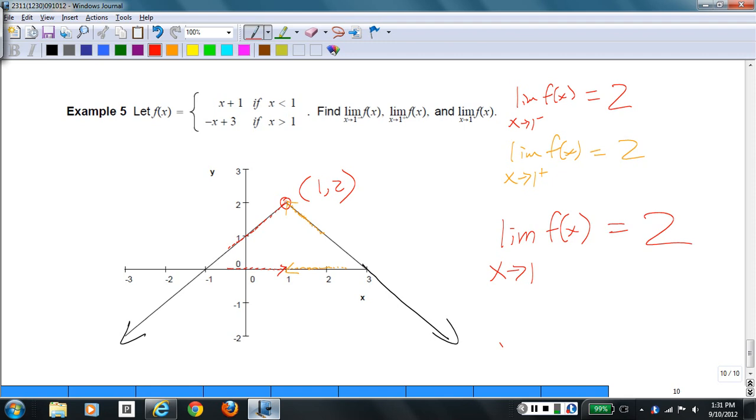So if I ask, as x gets close to 1, what does f of x get close to? You can say 2. You don't say, well, maybe 1 if you approach from this way, and 3 if you approach from the other way. You can just say 2. It gets close to 2.